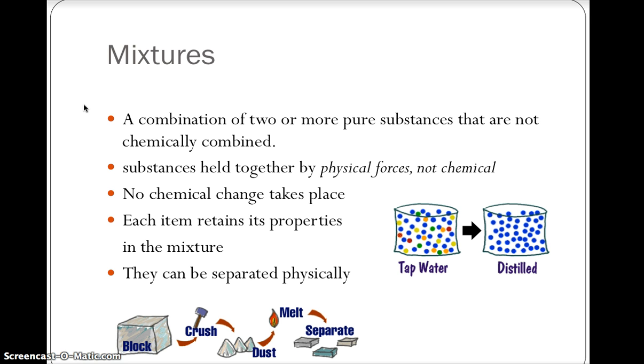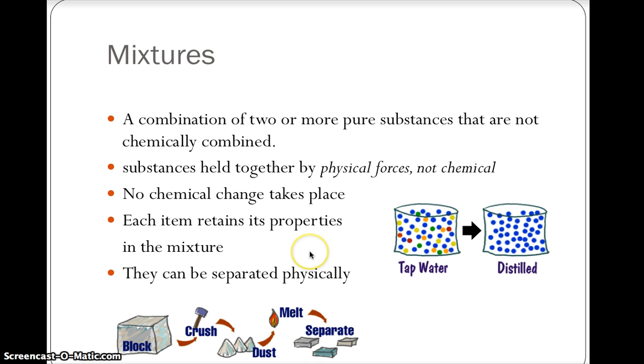Mixtures are a combination of 2 or more pure substances that are not chemically combined. So they're held together by physical forces, not chemical. So there are no bonds between the pure substances in this case. No chemical change takes place. So there's not going to be any bubbling or change in smell or drastic change in color. There might be a mixture of the 2 colors, but not a drastic change in color. Each item retains its properties in the mixture.